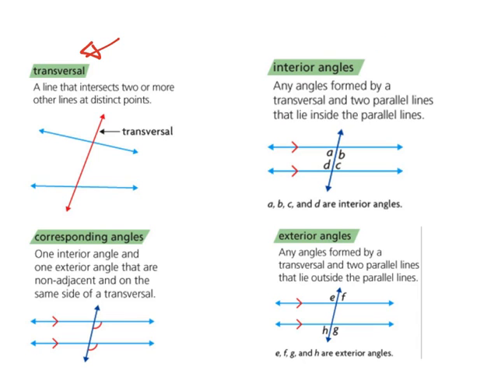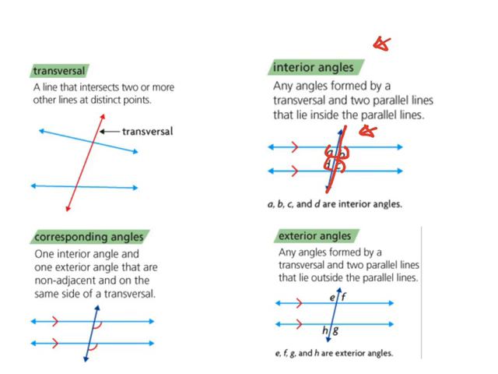The next one is the interior angles. Notice that we have two blue parallel lines, and that there's a transversal, which is right here. This is the transversal line, and it creates four angles: 1, 2, 3, and 4. Those angles are called interior angles because they are trapped between the two parallel lines.